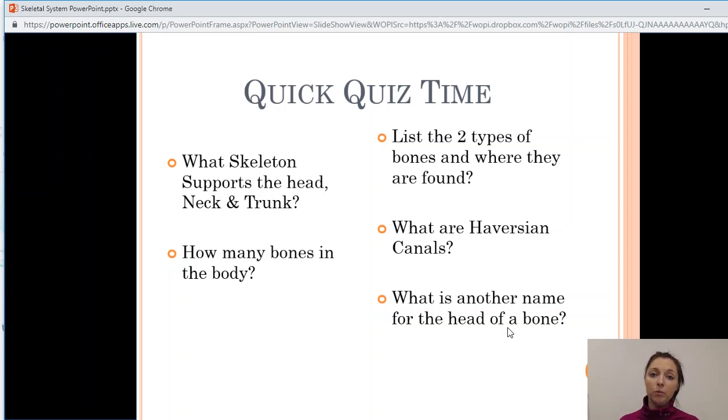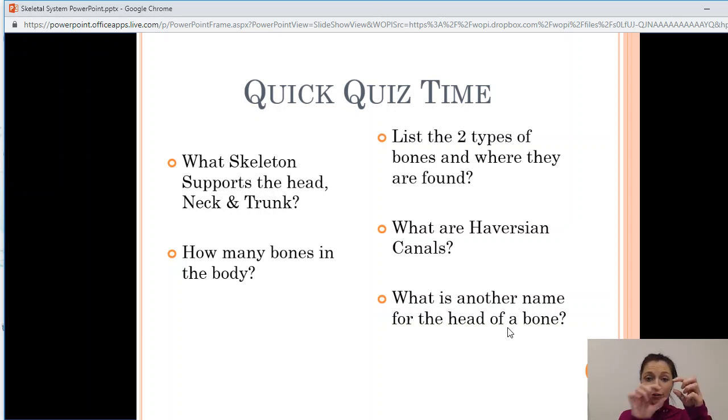Give me one type of bone that's found in the epiphysis of a bone. Another word for epiphysis, head of a bone. What type of bone is found in the head of the bone? There's 2 ways you can say this. So it's spongy or cancellous bone. So spongy or cancellous bone is found in the epiphysis or the head of a bone.